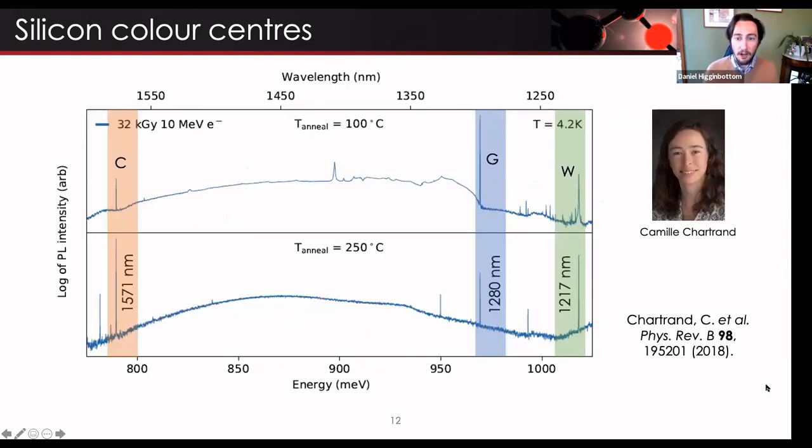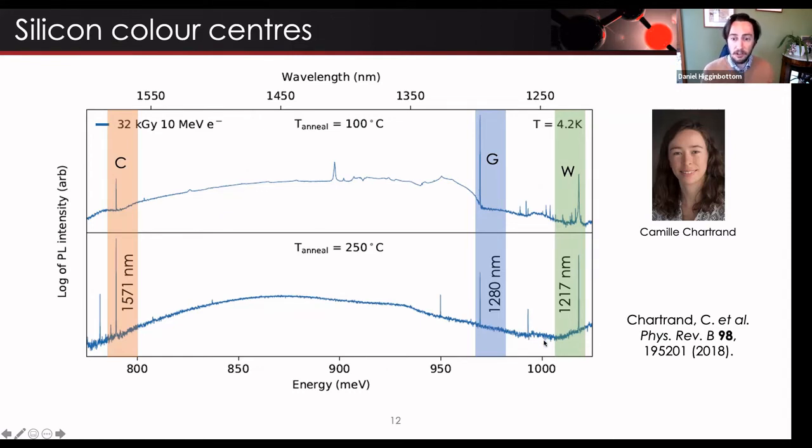I've got a spectrum here that highlights a few different silicon color centers. They're easy to observe, but they're not necessarily efficient emitters. So this is a fluorescent spectrum from a silicon 28 sample. It's presented on a log scale, so the peaks here are considerably brighter than the background luminescence, which makes up the rest of this spectrum that we're looking at.